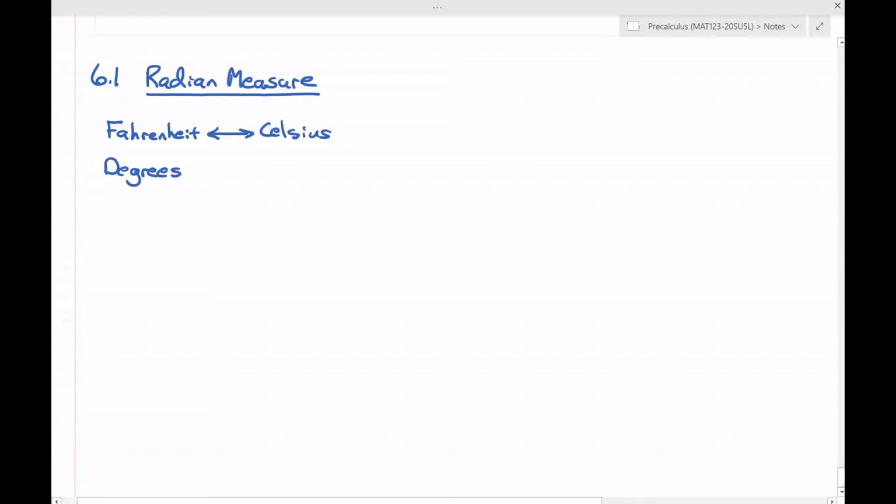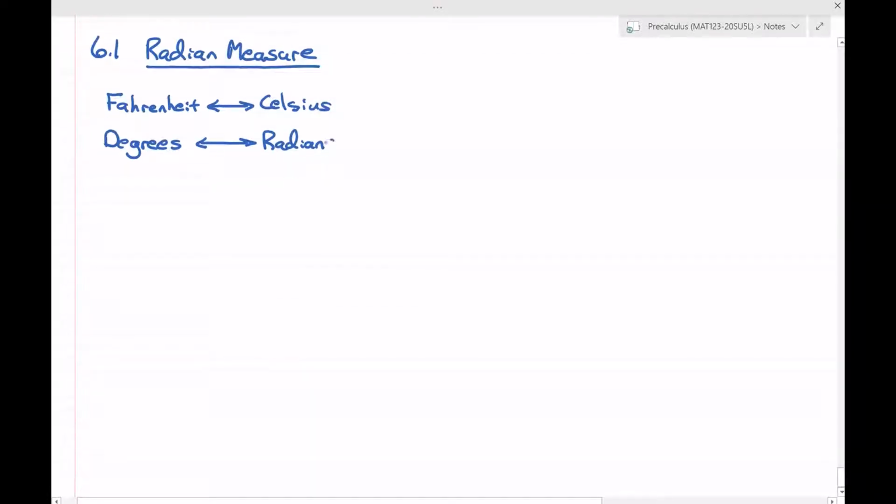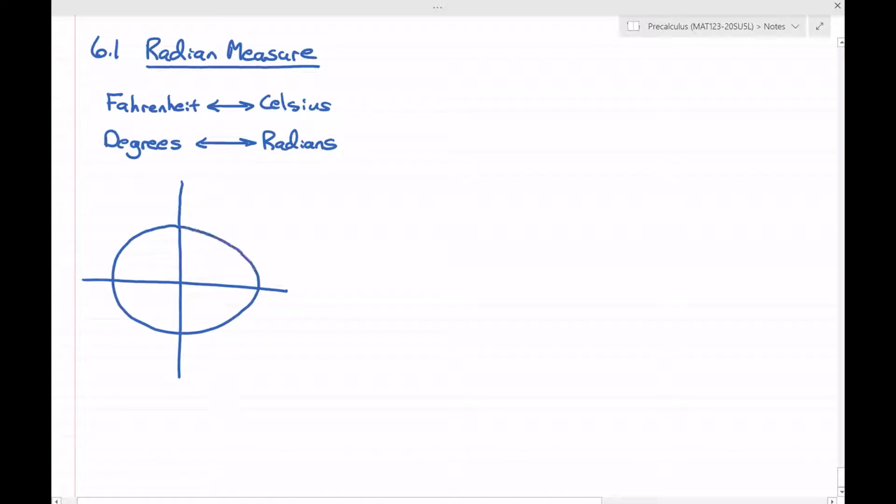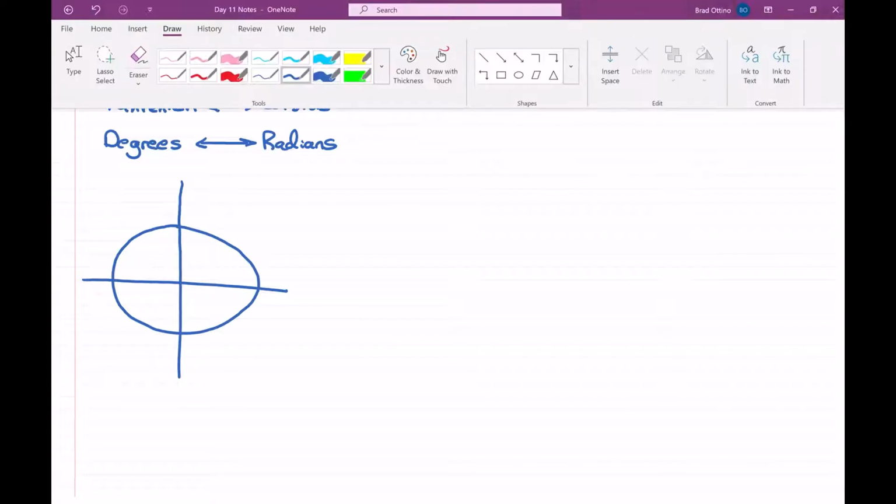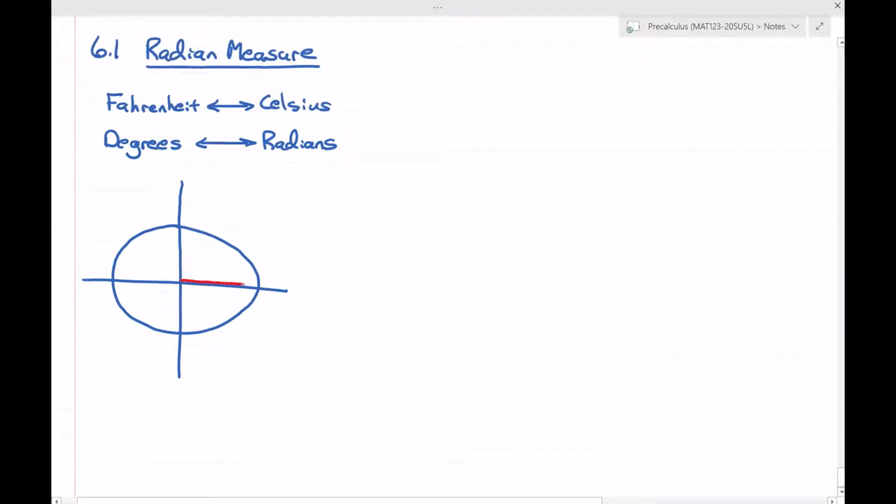Same thing with angles. We can measure in degrees, and we can also measure an angle in radians. So the question is, what is a radian? I'm going to draw you a circle. And this line right here is the radius, right? So if I were to take that radius and drape it around the outside of the circle, it would maybe get that far. That would be 1 radian.